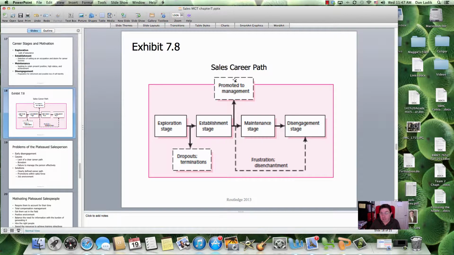A lot of times they get promoted. During the exploration stage in that 6 to 12 months range, if you have a salesperson that's not really doing well, they self-select themselves out. They drop out. But it's that 18 to 36 to 48 month window, this establishment stage.